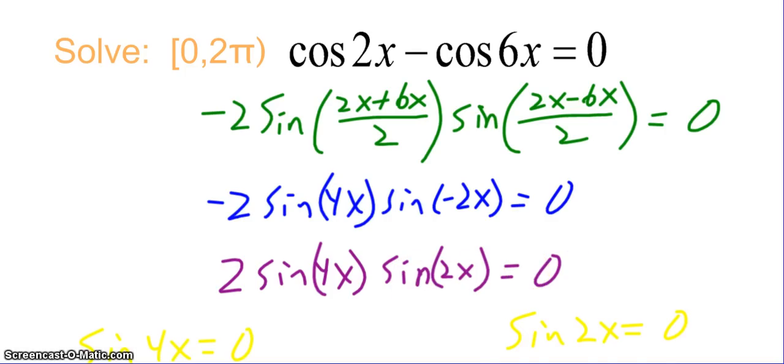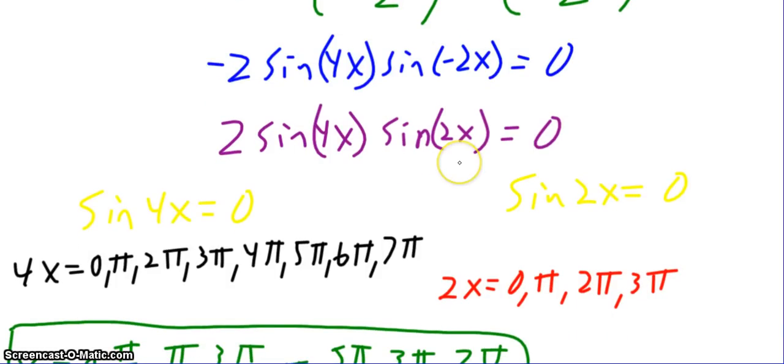Since this is all a product, I can set each factor equal to 0, so sine of 4x equals 0 and sine of 2x equals 0. Because this is a 4x, I have to go around the circle 4 times. So 4x equals 0, pi, 2 pi, 3 pi, 4 pi, 5 pi, 6 pi, 7 pi. Because this is a 2x, I have to go around the circle twice. So 2x equals 0, pi, 2 pi, and 3 pi.